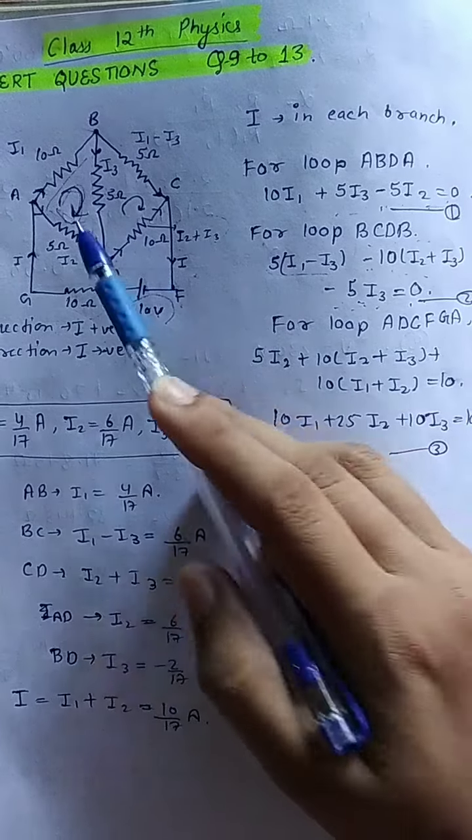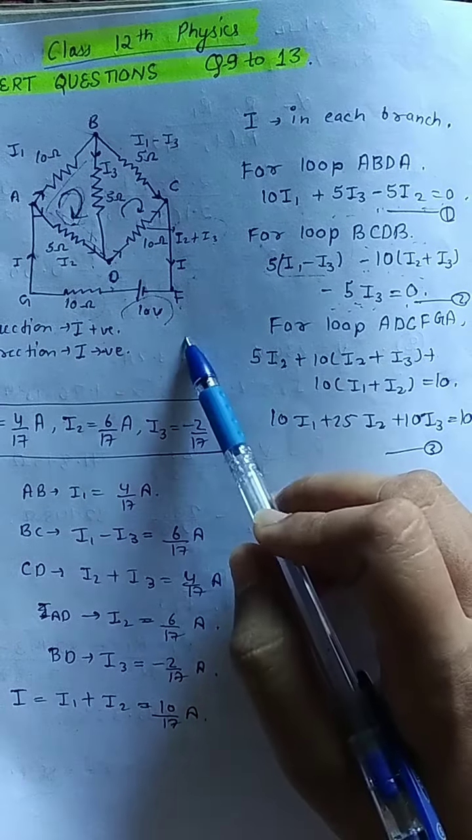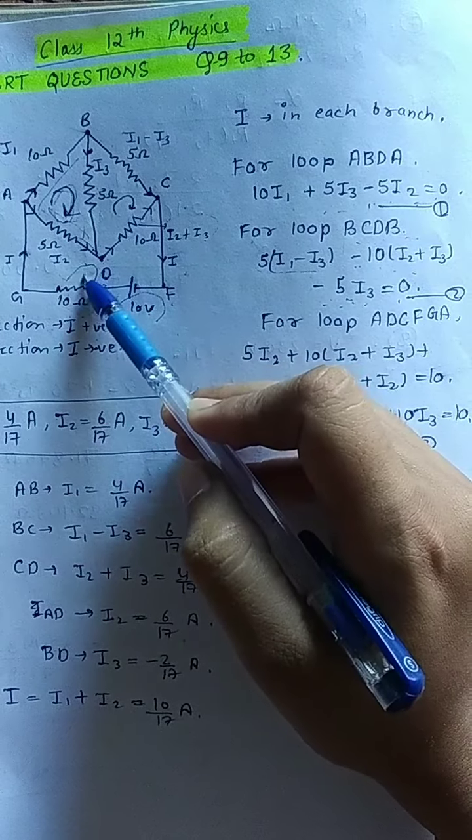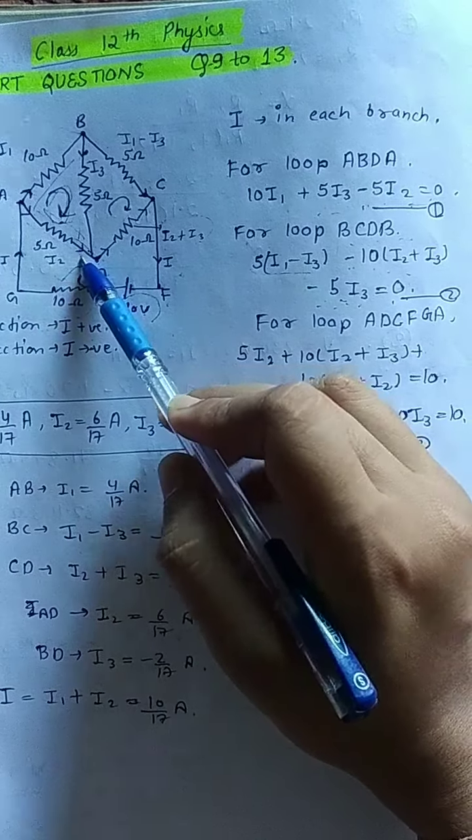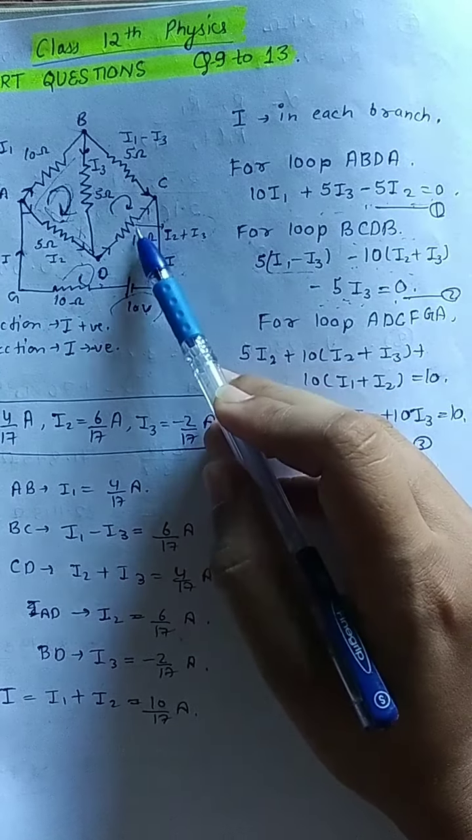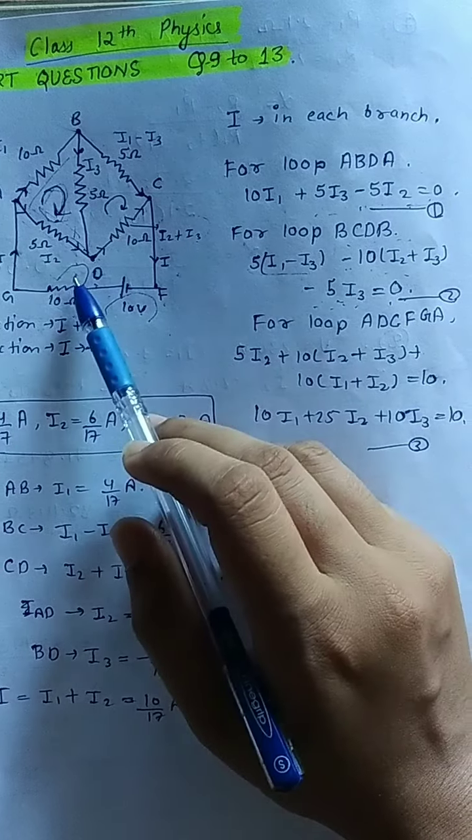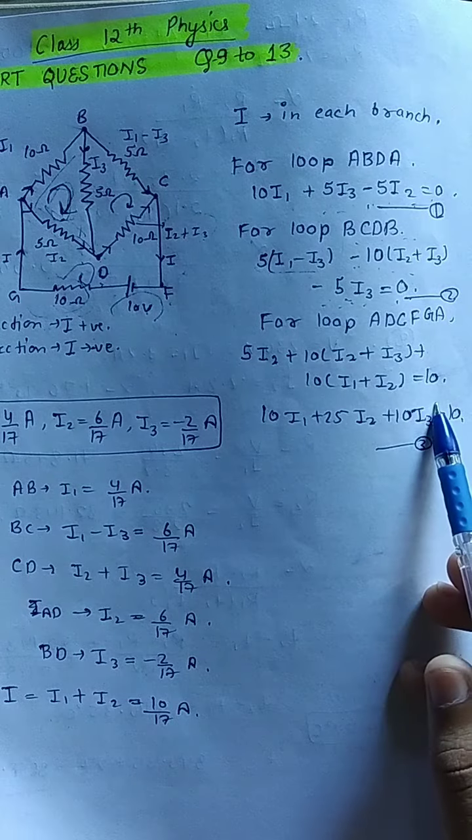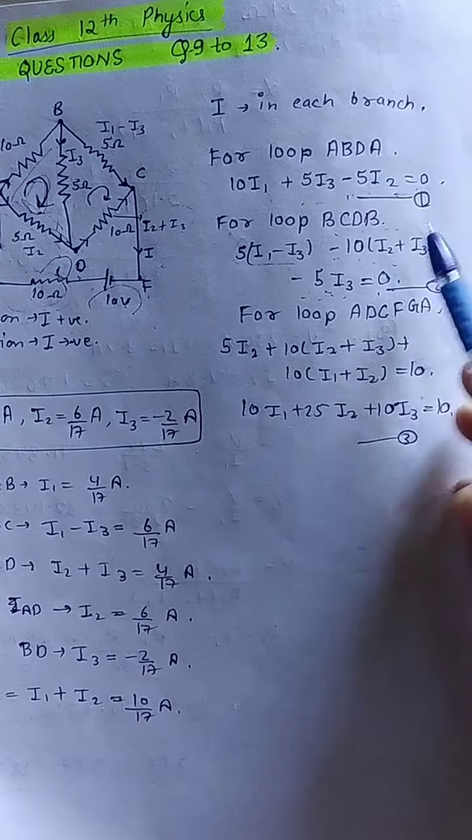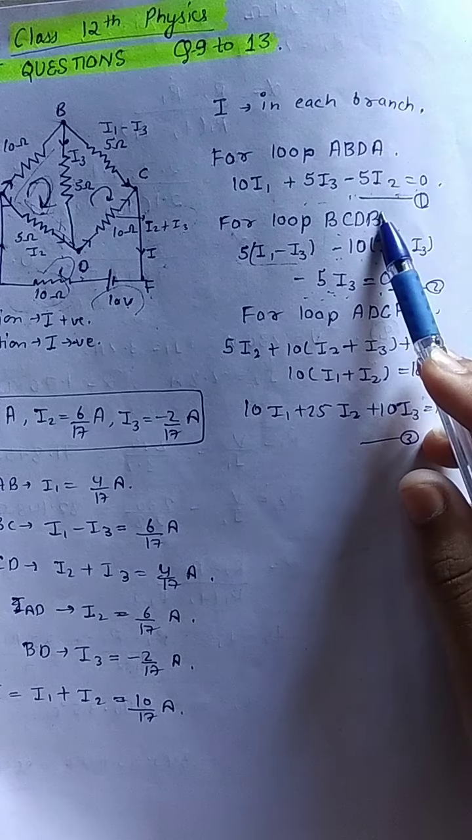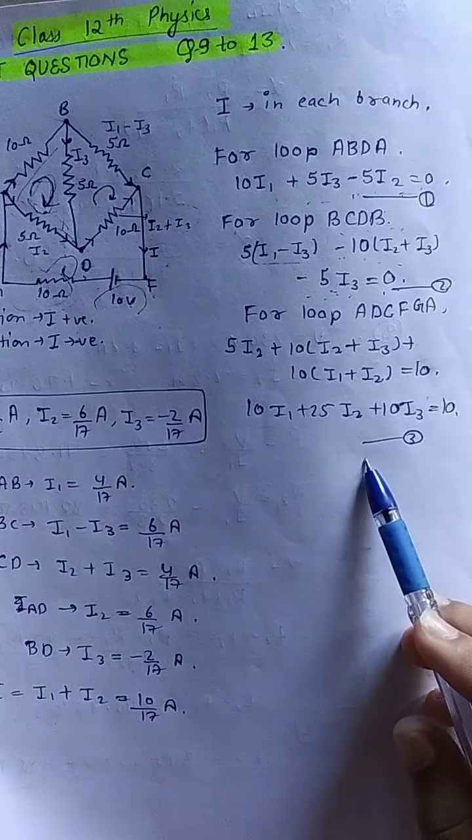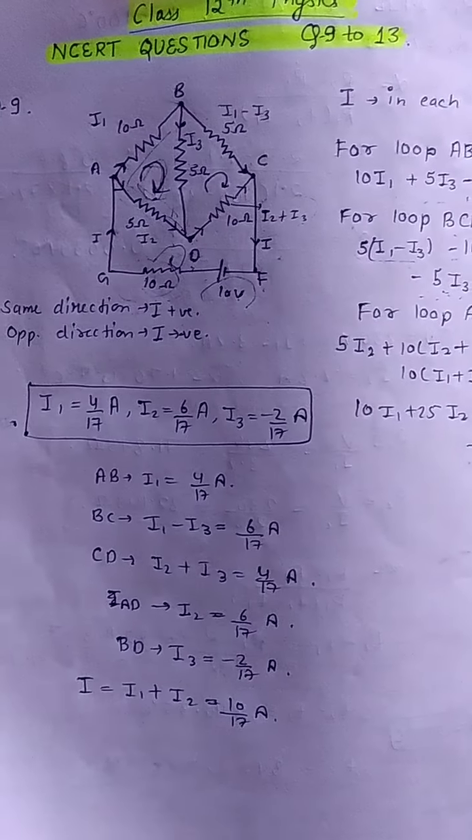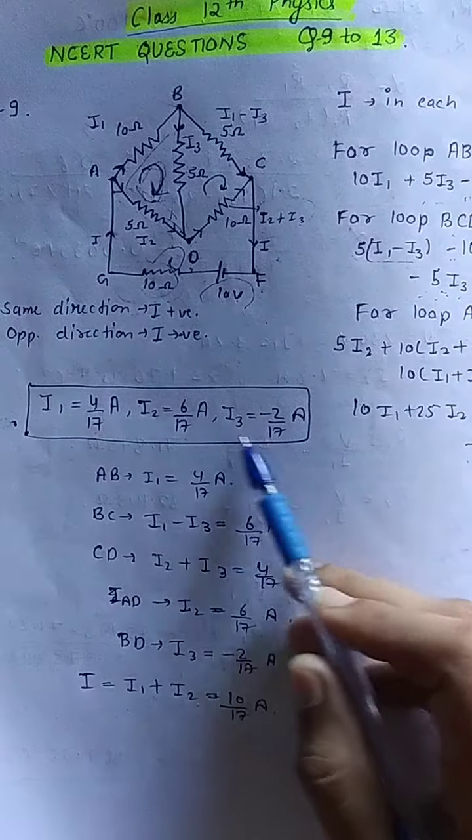Similarly for the loop ADCFGA, this is the direction of the loop. This will add up 5 I2 plus 10 times I2 plus I3 and then plus 10 times I1 plus I2 equal to 10. We find three equations from there. This is equation first, this is equation second, and this is equation third. By solving the three equations, we can calculate the values of I1, I2, I3.